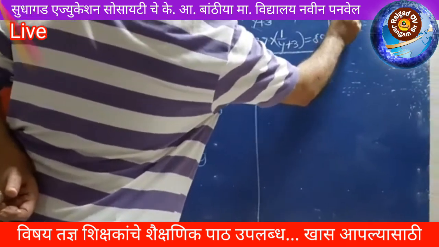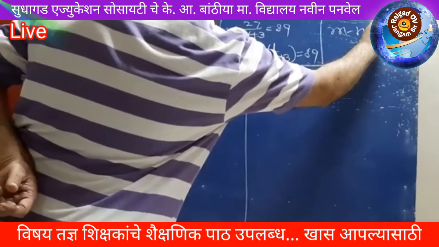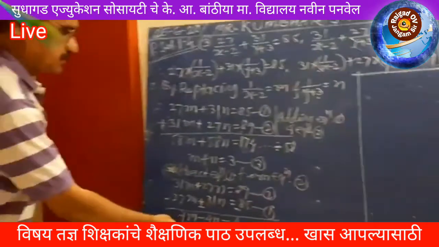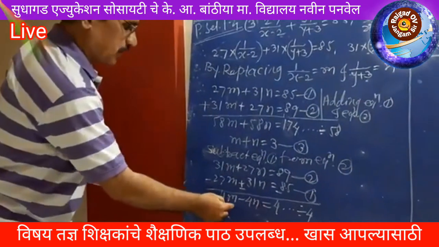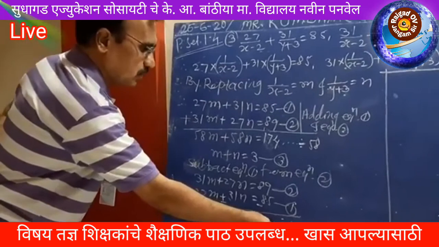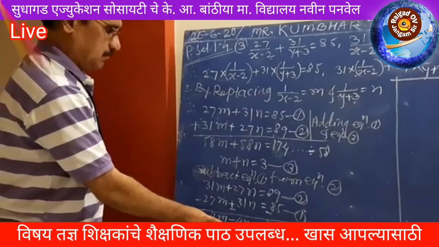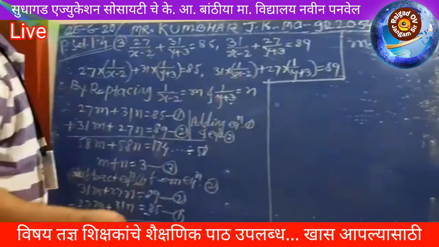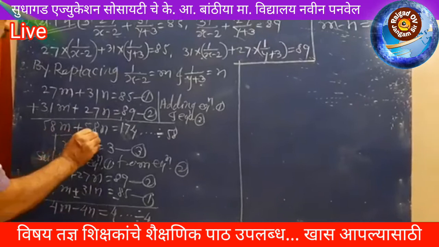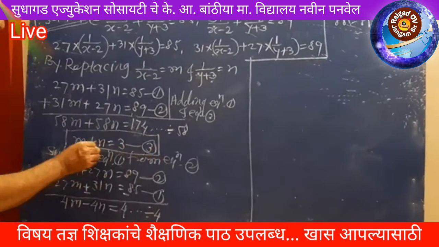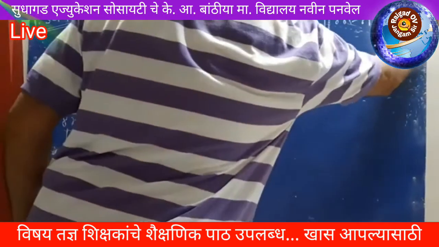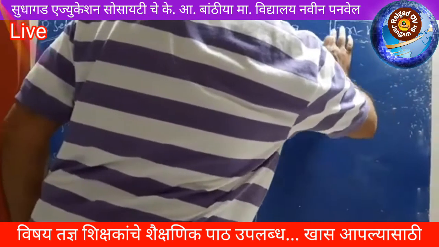I can write here m minus n is equal to 1 is equation number 4. If we subtract, 4m minus 4n is equal to 4. Divide both sides by 4. In short, m minus n is equal to 1 is the new equation, equation number 4. Then we know equation number 3 is here. Consider equations 3 and 4 and try to solve by the usual method of simultaneous equations.